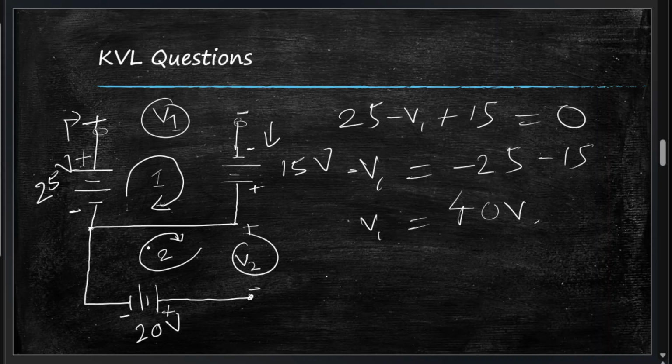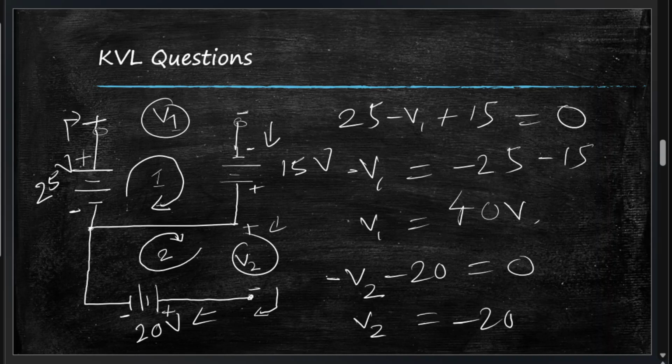Now for the second loop we start from V2. Now notice that for V2 the current is coming out of minus. Coming out of minus means it's entering through plus, right? So again, using that entering through plus thing, it means we have to put a minus first. So minus V2, and then again entering through plus, so minus 20 equal to 0. So what's V2? V2 is equal to minus 20 volts.